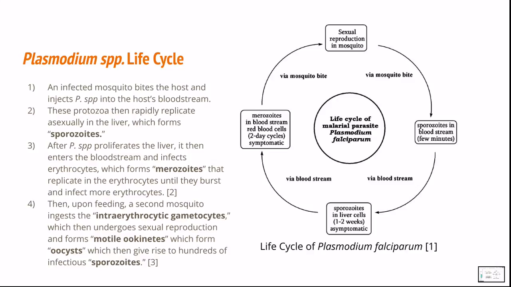Next, upon feeding, another mosquito will take up the intraerythrocytic gametocytes. These will undergo reproduction and form motile ookinetes. These will then form oocysts, which will produce hundreds of infectious sporozoites.